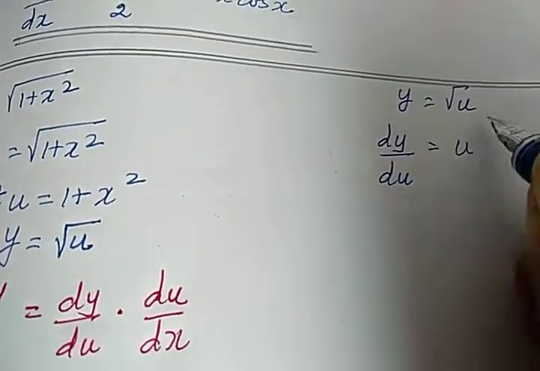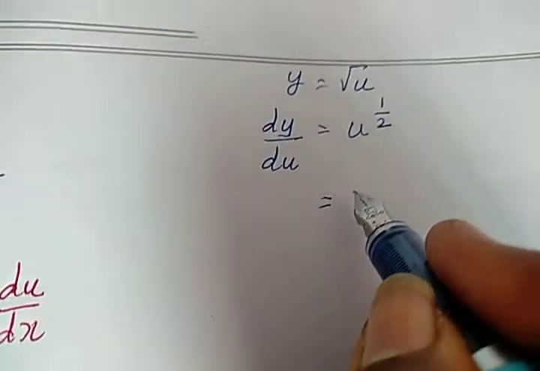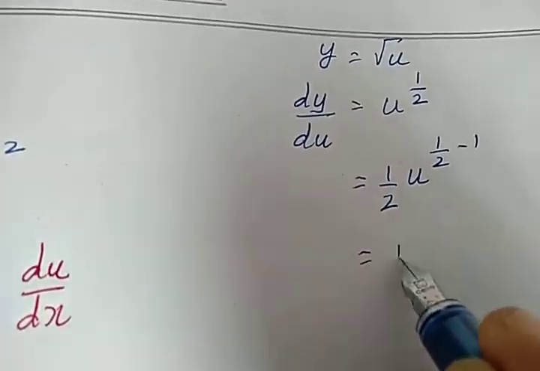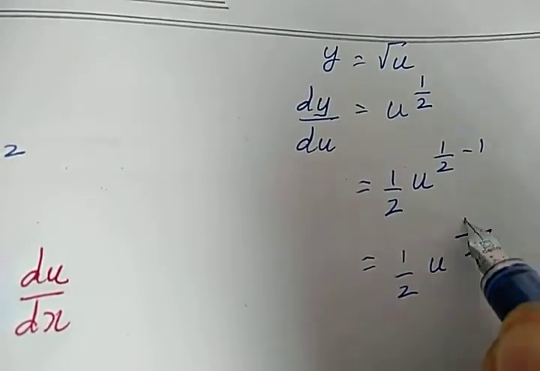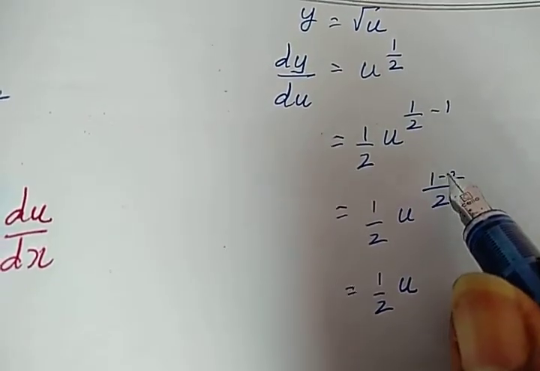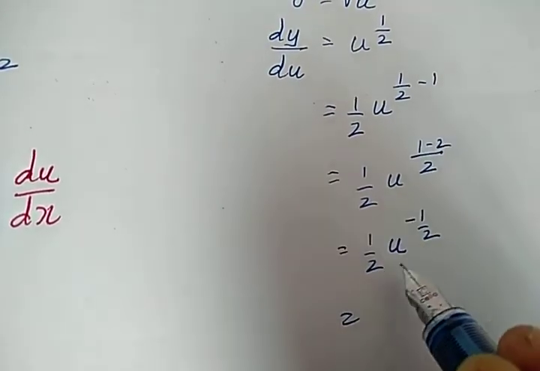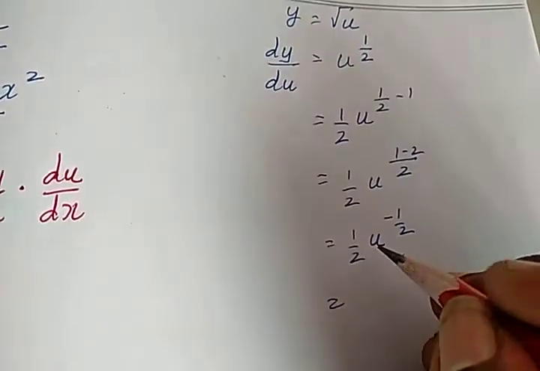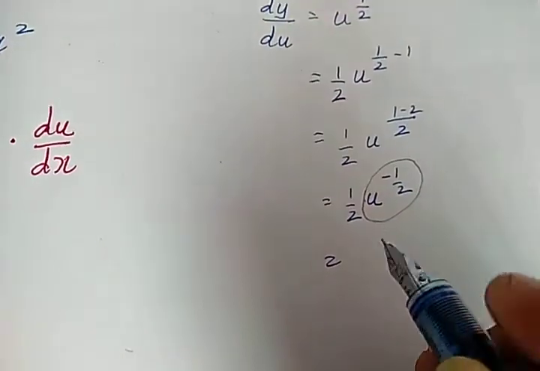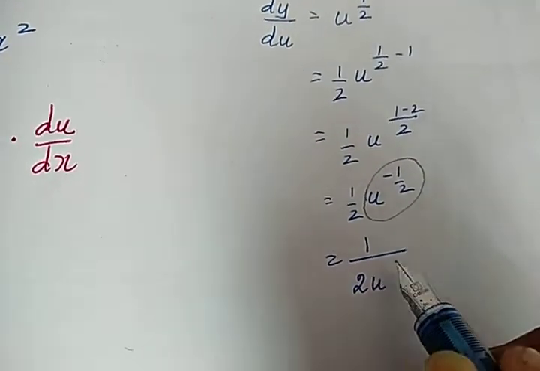This root can be written as u to the power 1 by 2. Now differentiated, this 1 by 2 will come to the front. You will have 1 by 2 u to the power 1 by 2 minus 1. Now take LCM. 2 will be your LCM, 1 minus 2. 1 by 2 u to the power 1 minus 2, you will have minus 1 by 2. This is in negative power, right? Are you able to understand what I am saying? This is in negative power. So you are going to bring that to the denominator. So you will have 1 by 2 u to the power 1 by 2.